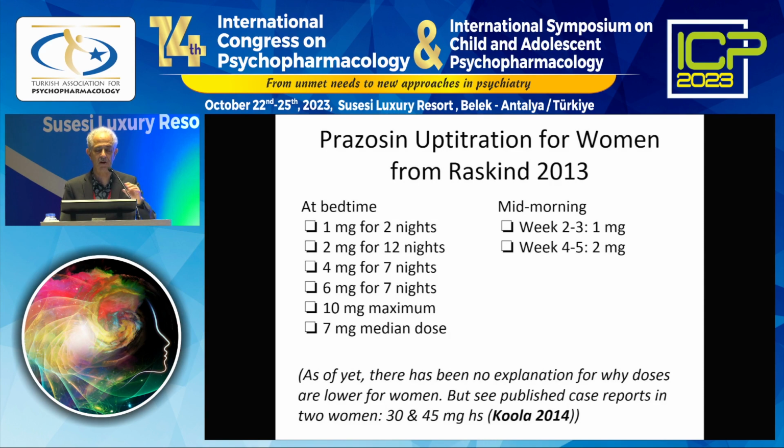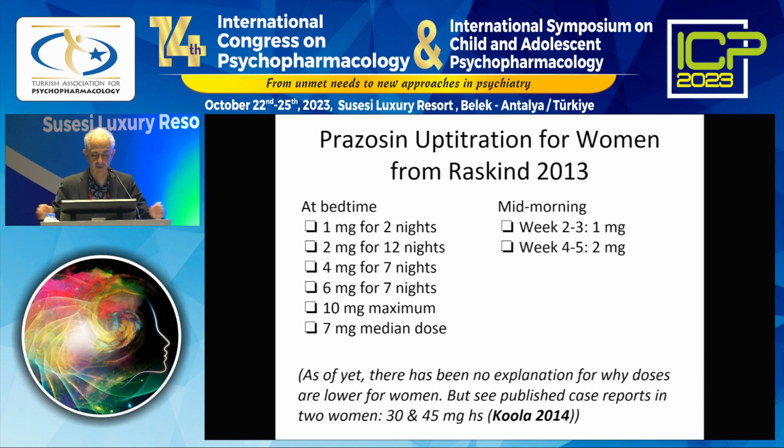Here's the titration for women from the same study, and you can see that it's a little slower and less with women. They start with 1 for 2 nights also with the women, but then they go to 2 milligrams for the rest of 2 weeks, 12 nights more, and then they go to 4 for a week, 6 for a week. 10 was the maximum they used in that study. The median dose that was effective for the women was 7. And then they do a mid-morning dose and go up to 2.